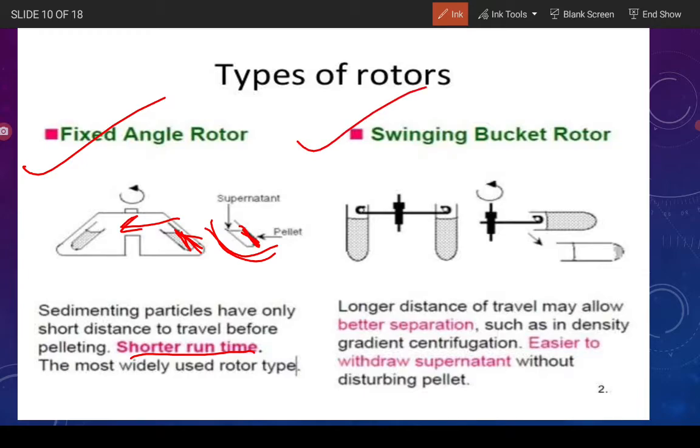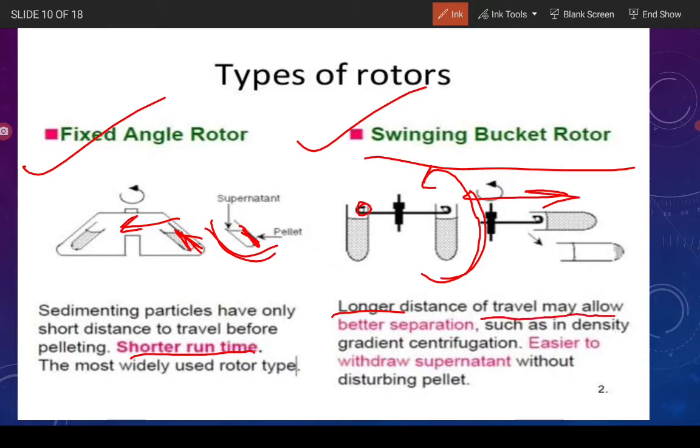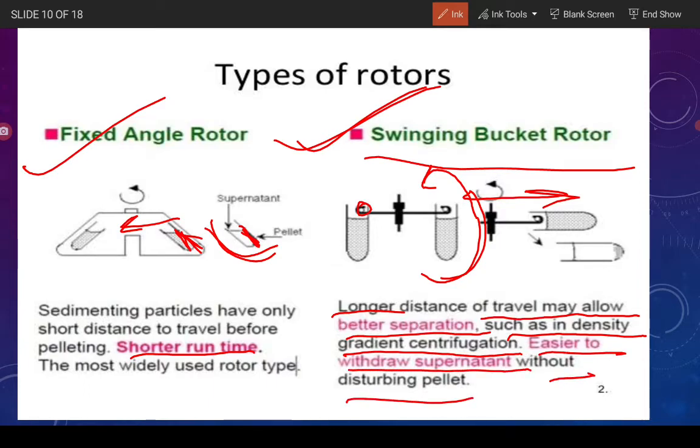Now swinging bucket rotors. The swinging bucket rotors are free to move in any angle, in 360 degrees, in any way they want, right? From 90 degrees to horizontal, in this fashion they can move in any direction. They have to travel a longer distance, which allows better separation. So these swinging bucket rotors allow better separation because they are not fixed. A longer distance has to be traveled by the particles, such as in density gradient centrifugation, and it is easier to withdraw the supernatant without disturbing the pellet. So in this kind of swinging bucket rotor, the pellet is sedimented at the bottom, right?